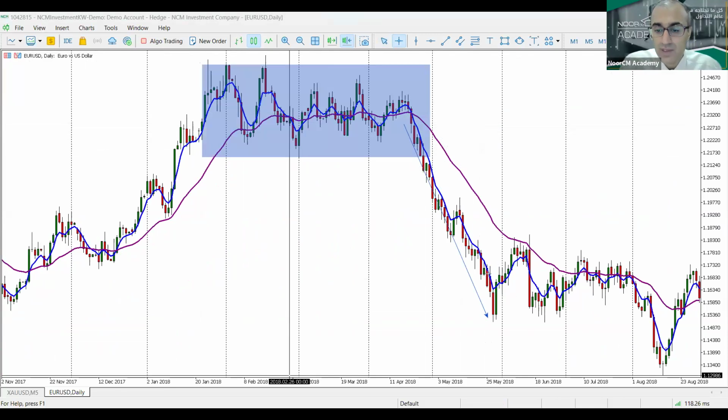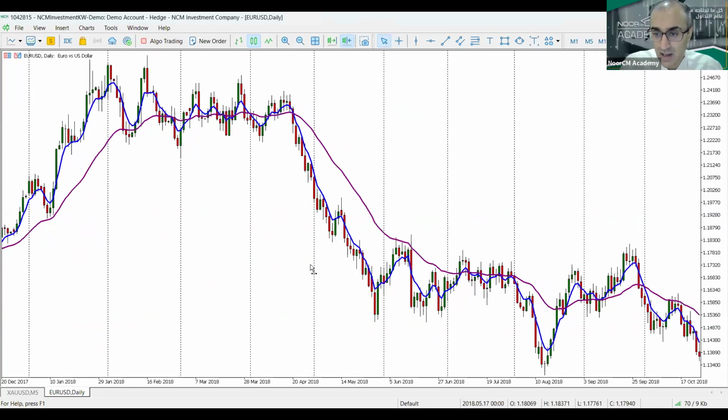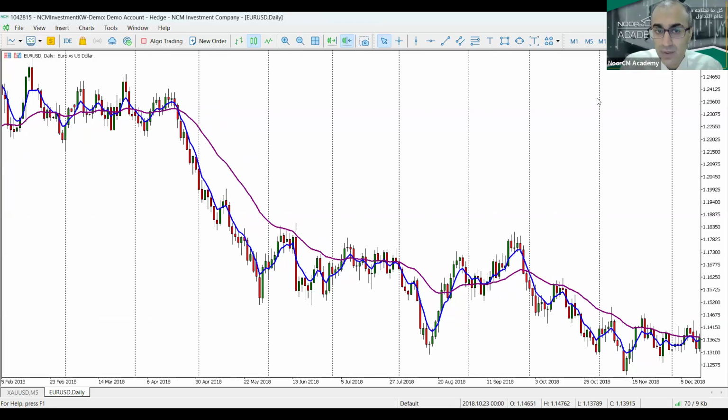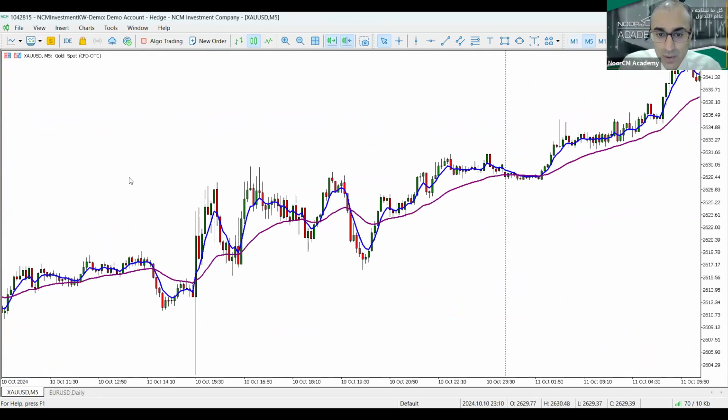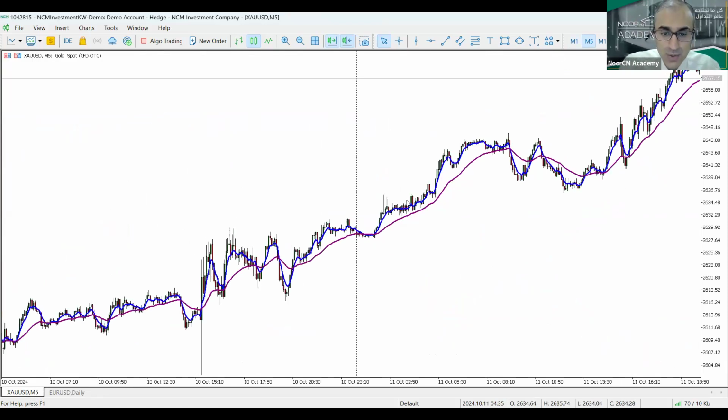This is one of the simplest mechanical trading strategies. We've got decent feedback from our past and former students and clients who've been using this. We are using just a daily chart here, but it's more about gold. Let's go back to the gold chart. I'm going to go to the 5 minutes chart here. We'll try to zoom out.